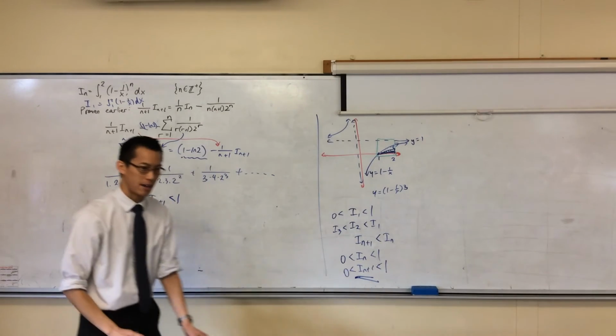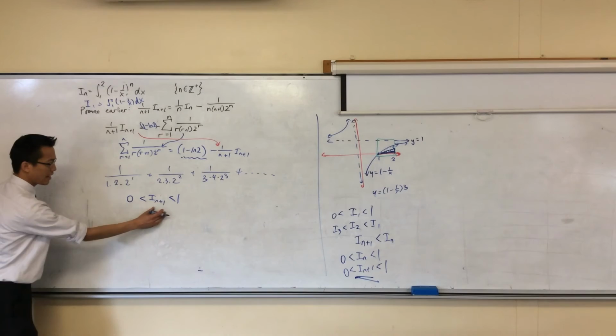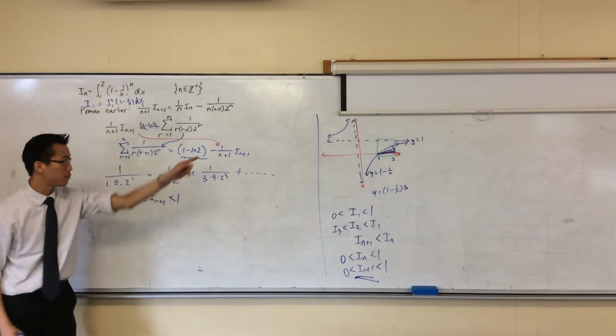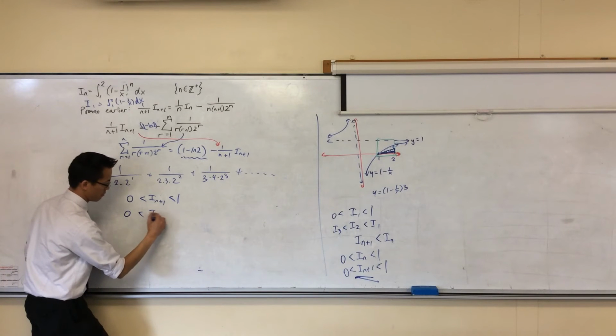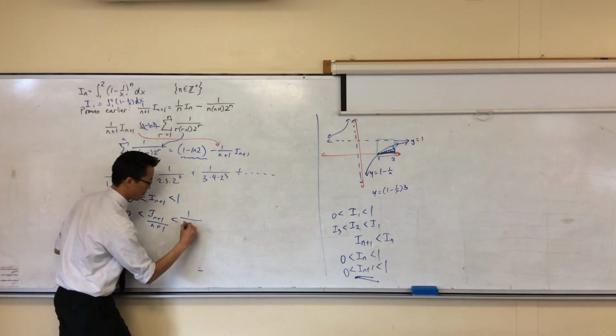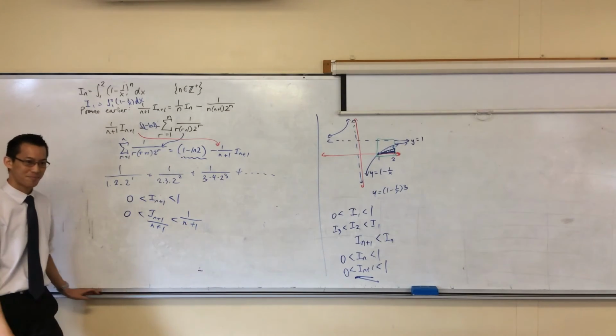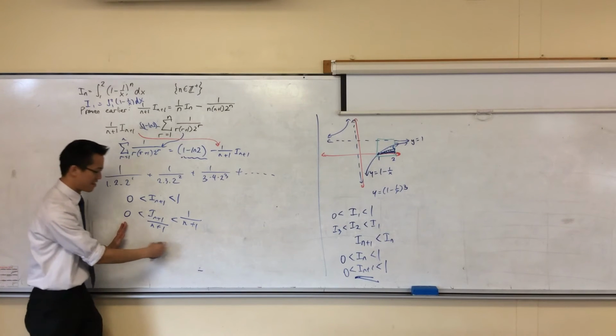But of course I don't have I(n+1) here. I've got 1 over n plus 1 times that. So how do I get that here? I guess I divide everything by n plus 1. So that'll become still 0. Divide, and then divide. Okay, I'm almost there. I want to know what this thing is equal to, and I have this boundary and I have this boundary.